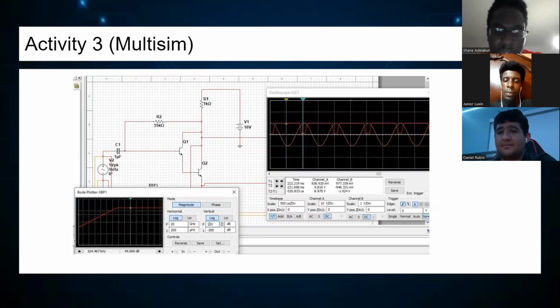The oscilloscope reads almost the same thing, as you can see. Channel A is 836.92 mV and channel B is 977.339 mV for the T1 time, the first time. The second time, channel A is 9.816 V, and channel B is negative 946.331 mV. And on our Bode plotter, as you see, the slope rises and it stays constant throughout the plot in Multisim. You can also see behind that, we have the resistors and the ground connected to make these two little windows able to function.